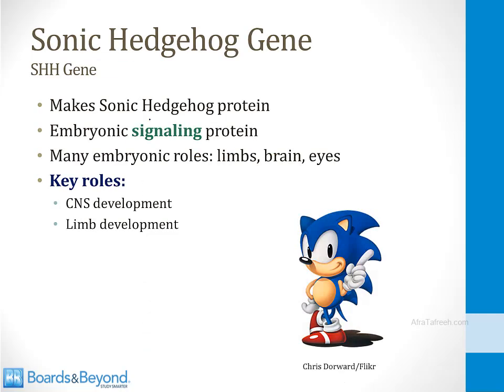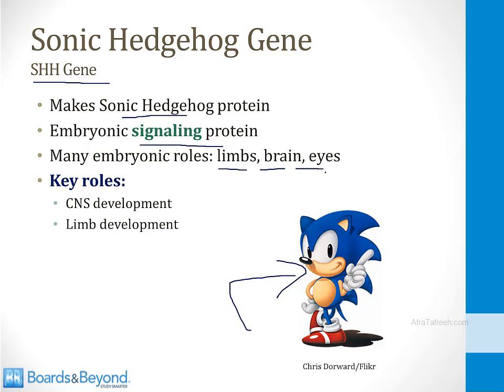The first gene we'll talk about is the Sonic Hedgehog gene, or SHH gene. And if you don't know this, Sonic the Hedgehog was a video game character shown here on the screen. That's where this gene gets its name. This gene makes the Sonic Hedgehog protein, which is an embryonic signaling protein, and it sends a signal to tissues to develop into many important structures, including limbs and the brain and the eyes.